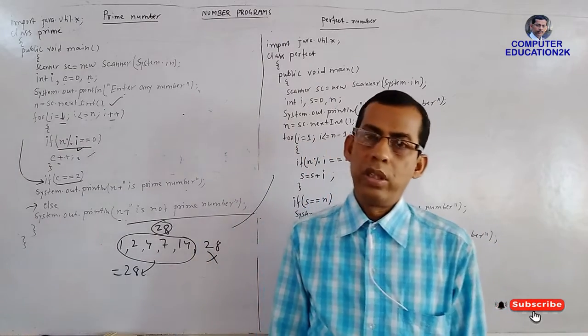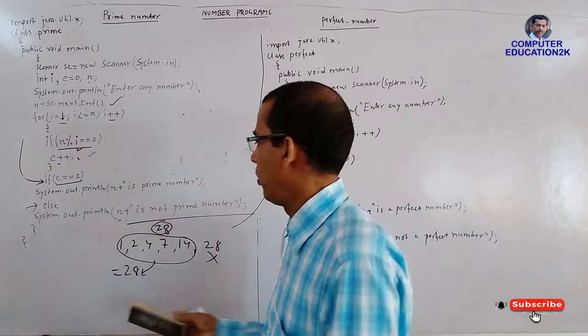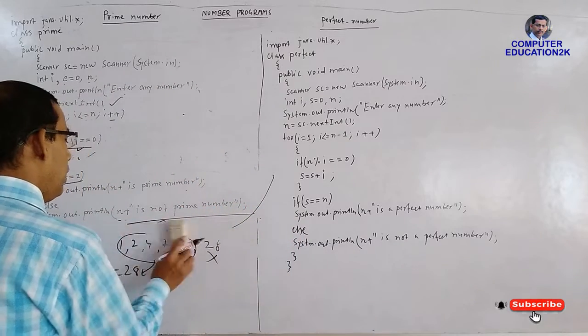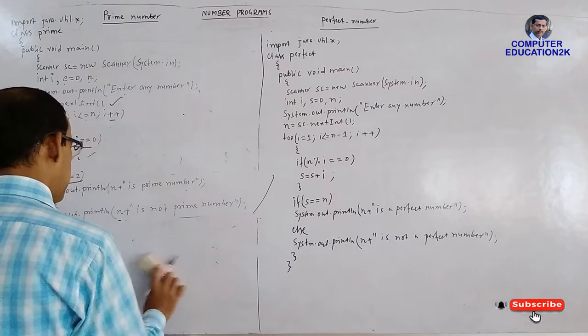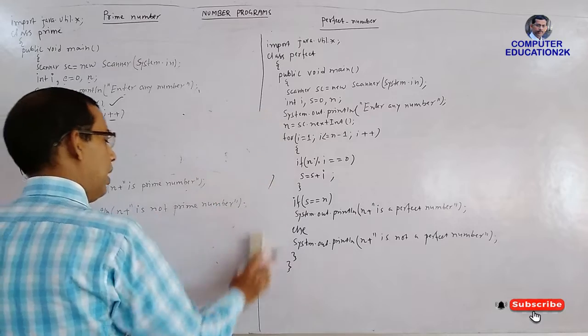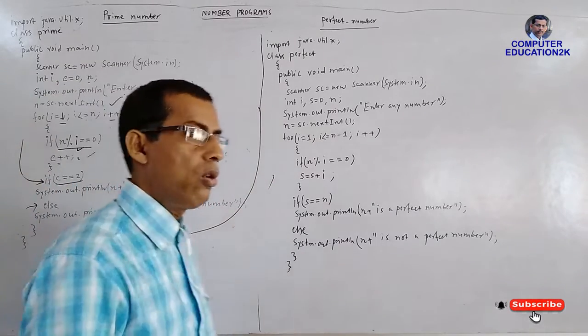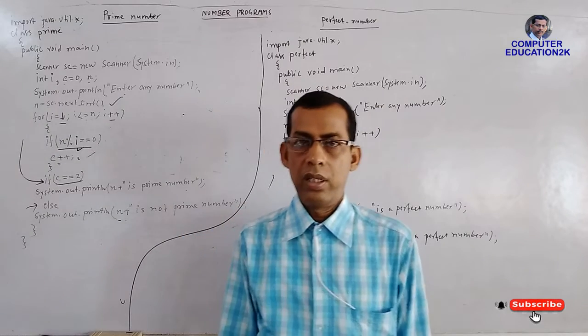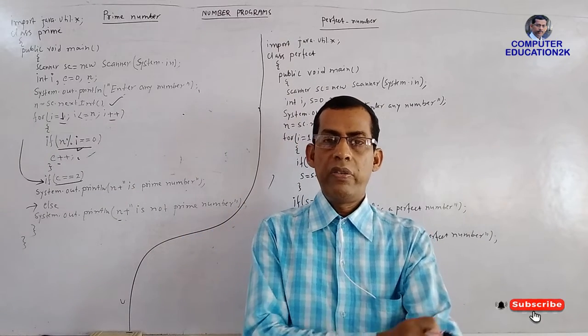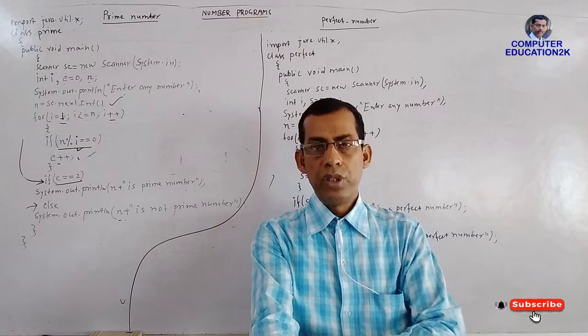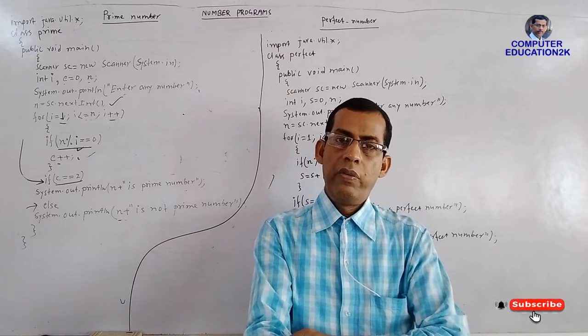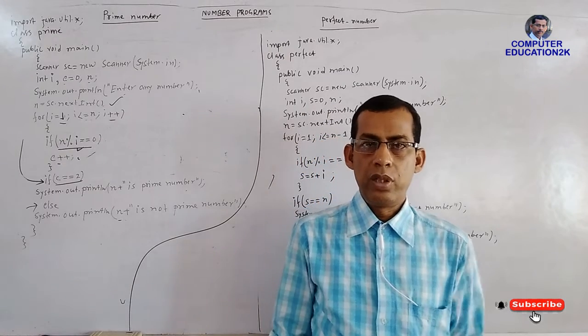Now we will do the perfect numbers program. How to find out the factors? While you do the perfect number program, you should know how to find the factors of a number. To find the factors of a number, we will use the division method.